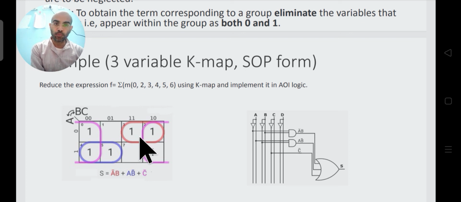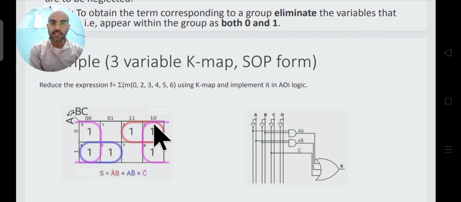A group of 2 cells is called a pair. A group of 4 cells is called a quad. A group of 8 cells is called an octet. In this 3 variable K-map, we started with the octet first. We were not able to form an octet. Then we thought about quads, and once the quads have been formed, then we look for pairs, not the opposite. Don't start with pairs and then quads and then octet. This is wrong. This will give you the wrong answer.